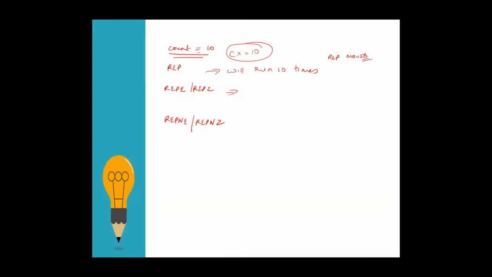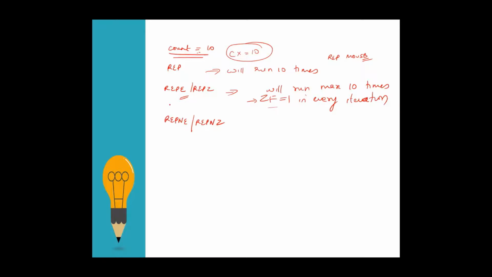Will it run 10 times? It will run 10 times provided the value of the zero flag is 1 in every iteration. So you cannot say that this will run 10 times. You can say that this will run a maximum of 10 times provided the zero flag is 1 in every iteration. Repeat if equal. Equal means the zero flag will be 1. So this will run 10 times provided the zero flag is 1 in every iteration.